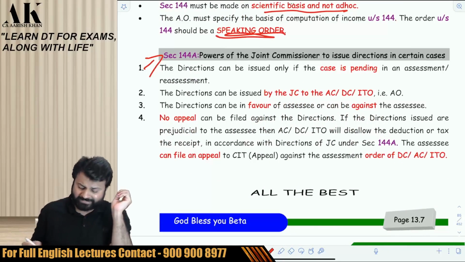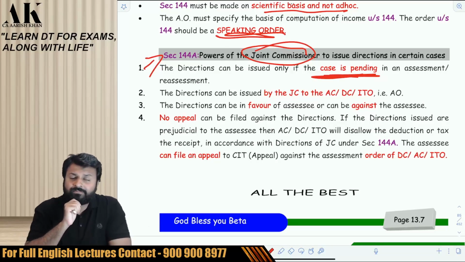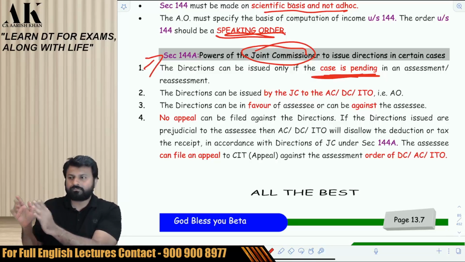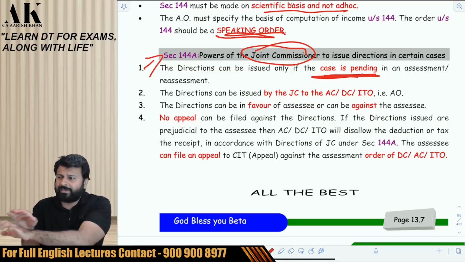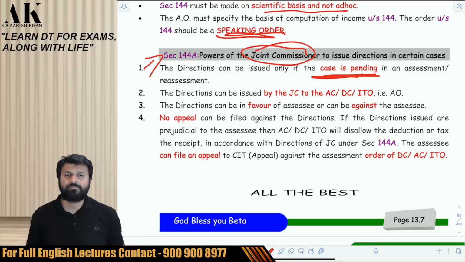144A, this is the power of JC. Now, this power is only exercised when the assessment is pending. The JC has a power. Now, what is the power JC has? Suppose the assessment is pending. So, JC can suo moto interfere in the assessment and give direction to the AO that do assessment like this, like this, like this. These are the things you have to follow in the assessment. This is the first thing.